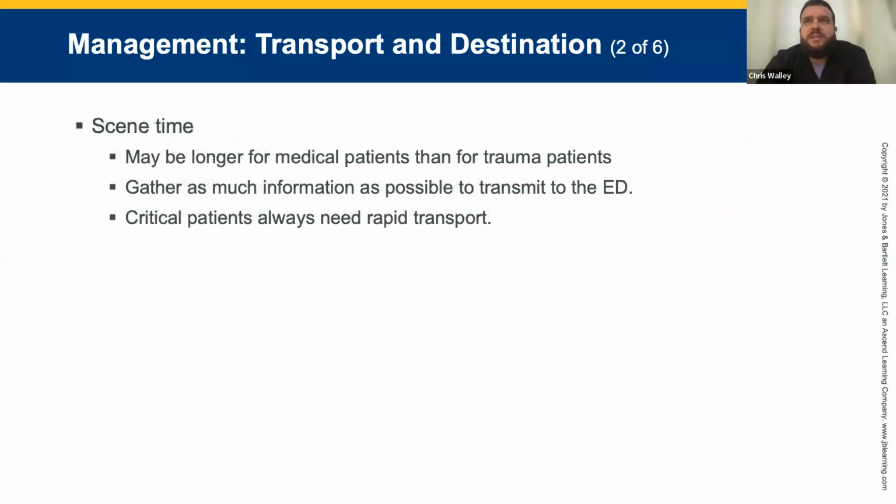So we talked about scene times, but here they're saying gather as much information as you can. Critical patients always need transport, and those patients include the altered mental status, airway or difficulty breathing, signs of circulatory compromise, and the very old or very, very young. I like to say anything less than their teens needs to be a rapid transport.